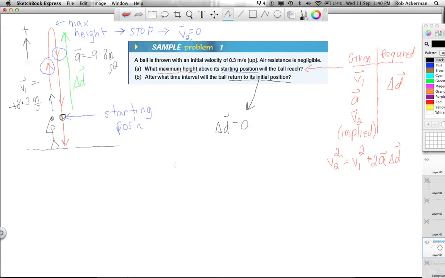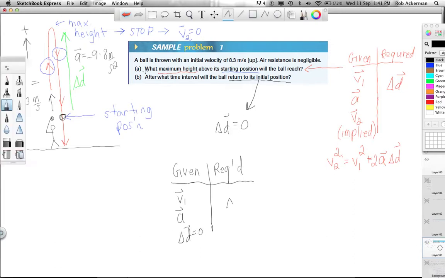So this time, your given and required information might look something as follows. You know v1, you know acceleration, you do not know the second velocity, the final velocity here, because this is different than the previous question where we knew that v2 was 0. So you know v1, which is 8.3 up. You know a, which is 9.8 down. You know delta D equals 0. That's the implied information.